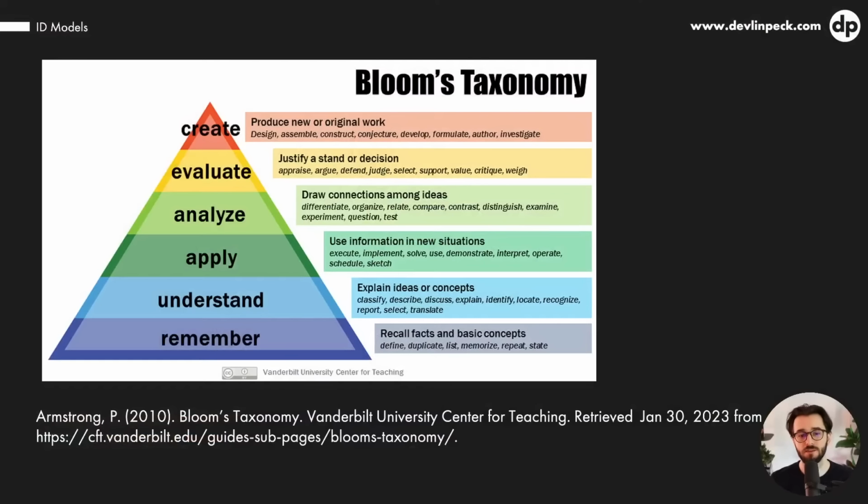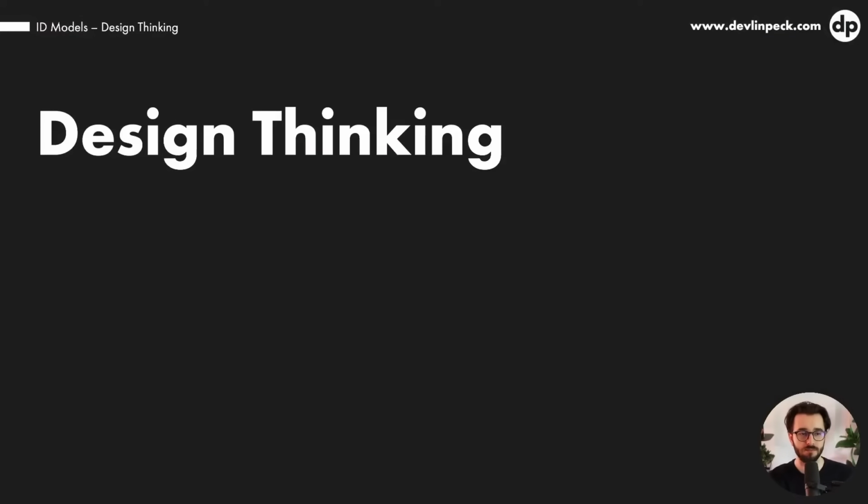I hope that helps because you want to be able to give people feedback. We're gonna get deeper into it, but hopefully this helps get you started with objectives. Okay, now we're moving on to another model.